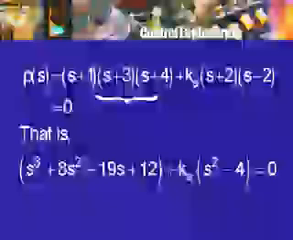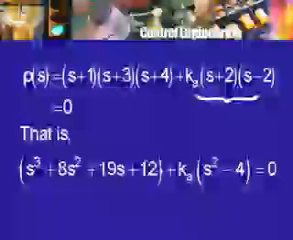S cube plus (4 plus 3 plus 1), so 8s square, plus 3 into 1 plus 3 into 4 plus 4 into 1, so that's 3 plus 12, 15 plus 4, 19. The last term is 1 into 3 into 4, so 12, plus Ka into, this is easy of course, s plus 2 into s minus 2 is s squared minus 4.